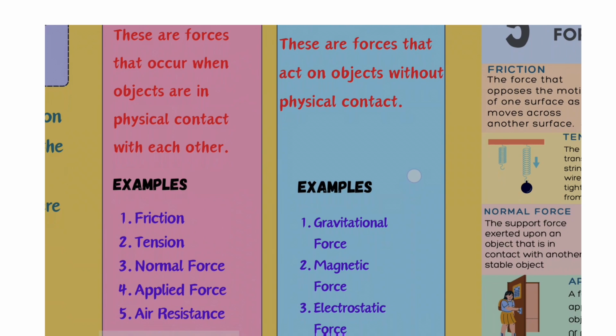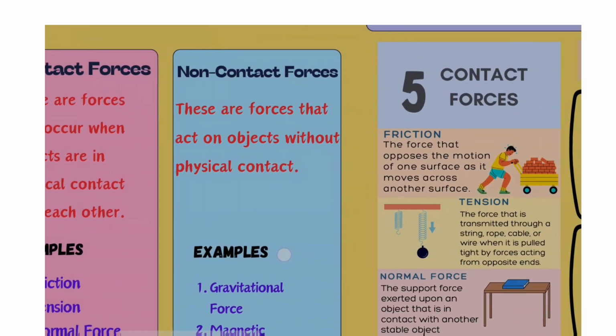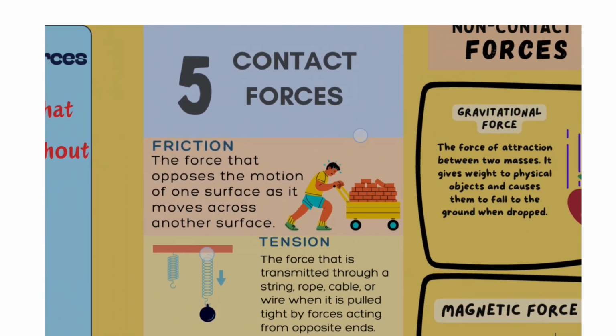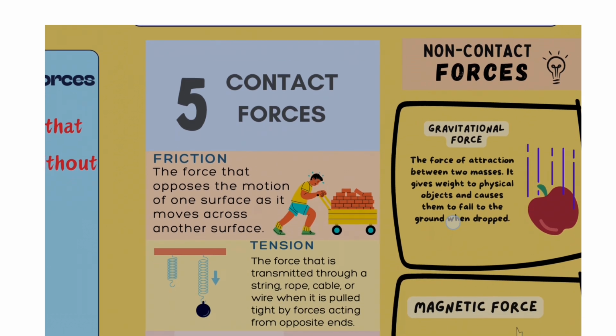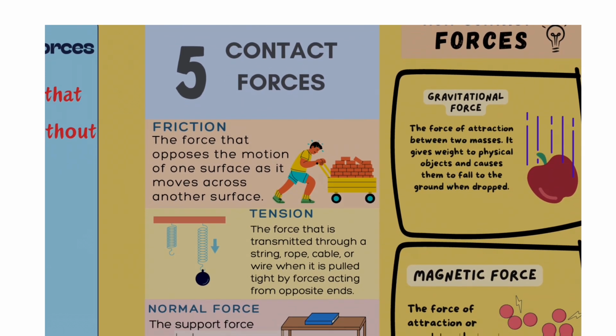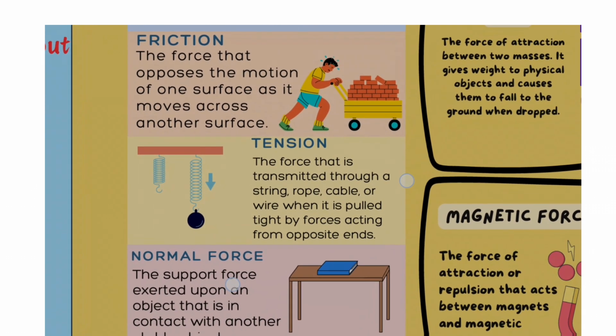Friction. Description. Friction is the force that opposes the relative motion or tendency of such motion of two surfaces in contact. Example. Car tires on a road experience friction, which helps in controlling the car. Tension. Description. Tension is the force that is transmitted through a string, rope, cable, or wire when it is pulled tight by forces acting from opposite ends. Example. The tension in a rope during a game of tug-of-war.